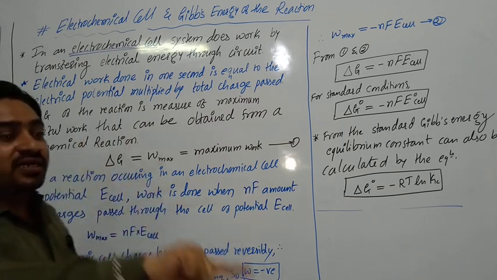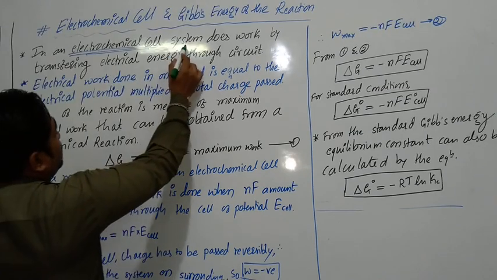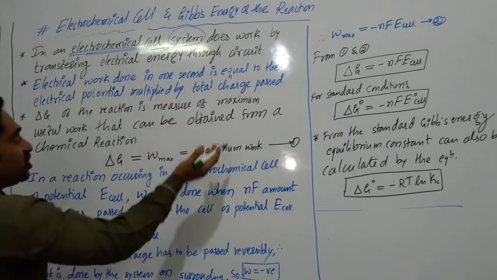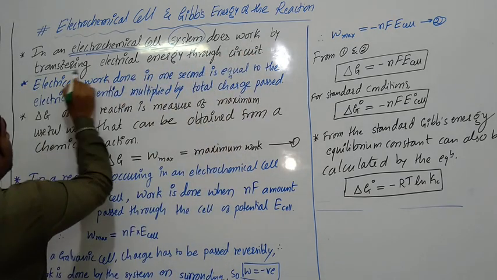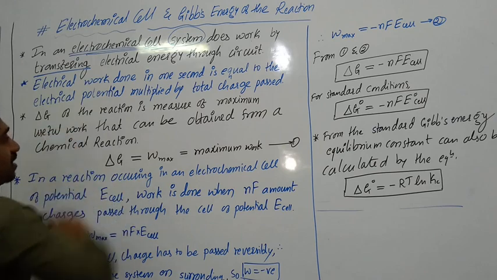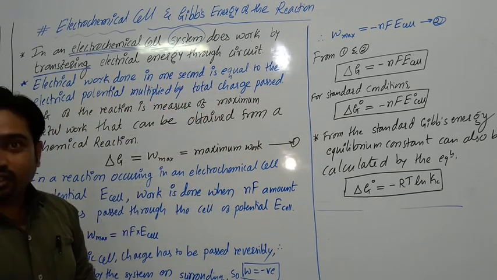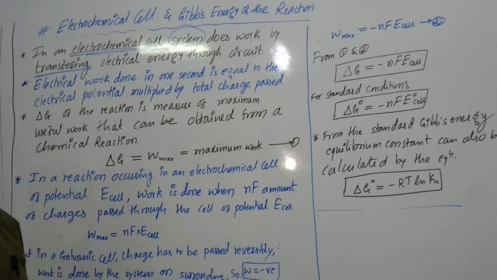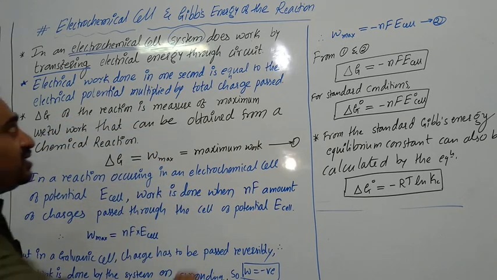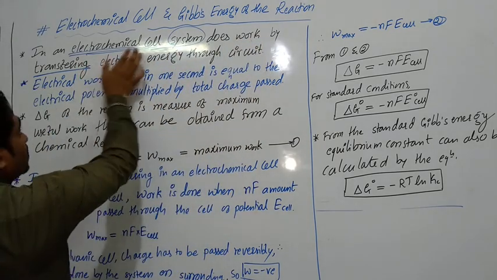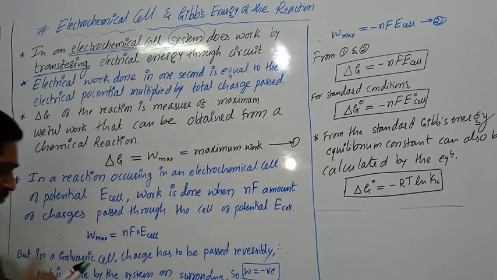Electrochemical cell converts chemical energy into electrical energy. This electrochemical cell is my system. The system does work by transferring its electrons. Transferring its electrons is nothing but transferring electrical energy through the circuit. So this electrochemical cell gives energy in the form of electrical energy to the circuit. Means work is done by transferring electrical energy through the circuit.